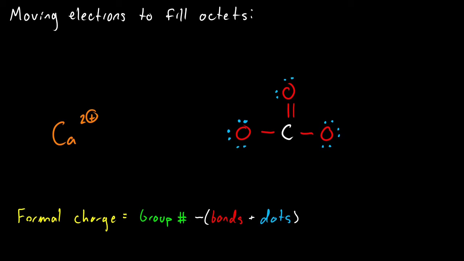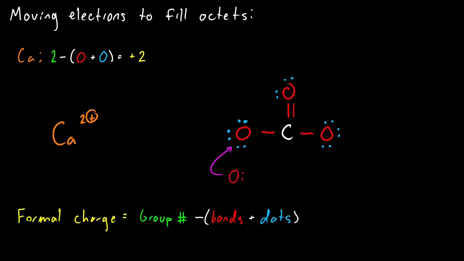So here the group number of the atom tells us how many electrons the neutral atom should have, and each bond and each dot indicates a single electron that that atom owns. If we take the difference of those two, that'll tell us if we have too many electrons, meaning a negative charge, or too few electrons, meaning a positive charge. For example, if we look at calcium, the calcium atom is in group 2, and so we subtract 0 bonds and 0 dots, ending up with a sum of +2, or a 2+ formal charge.